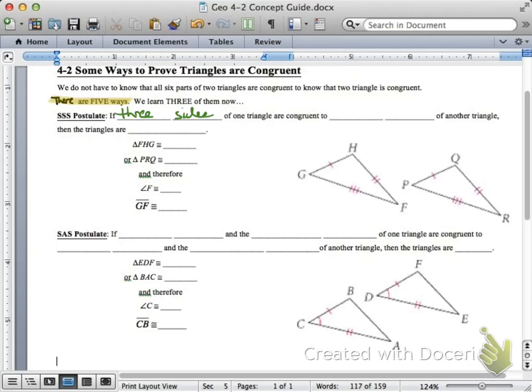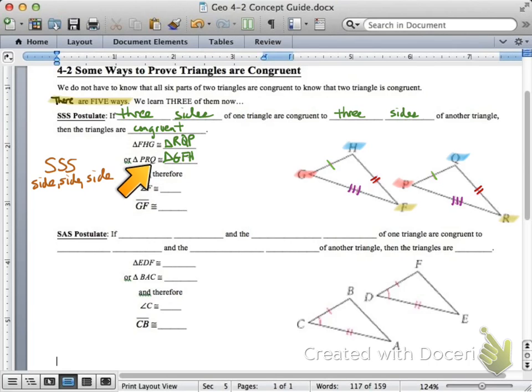The first one is called the SSS postulate, which stands for side, side, side. If 3 sides of one triangle are congruent to 3 sides of another triangle, then the triangles are congruent. So over here on the right-hand side, the abbreviation for that, of course, is SSS. GH is congruent with PQ. HF is congruent with QR. GF is congruent with PR. So all 3 sides of this triangle are congruent with 3 sides of that triangle, which means those triangles are congruent. So we can make these congruency statements.